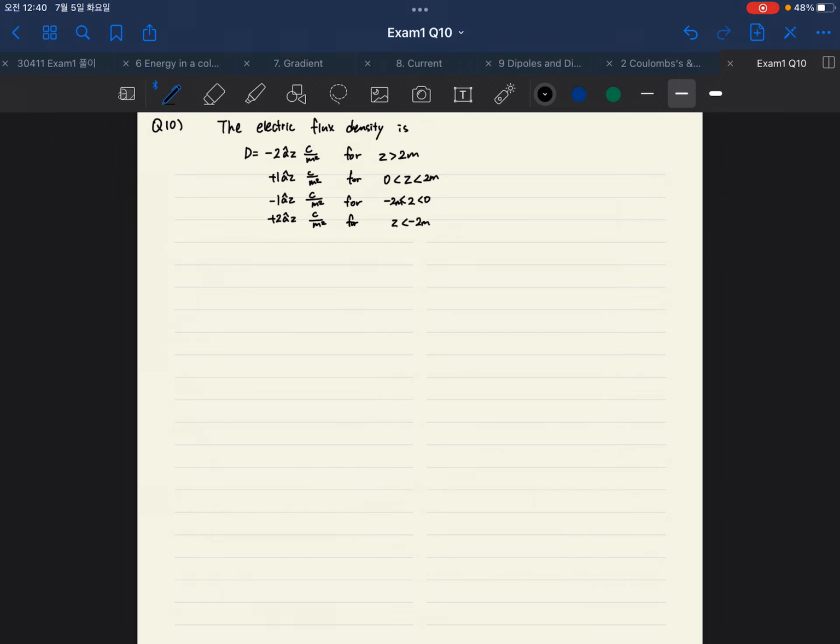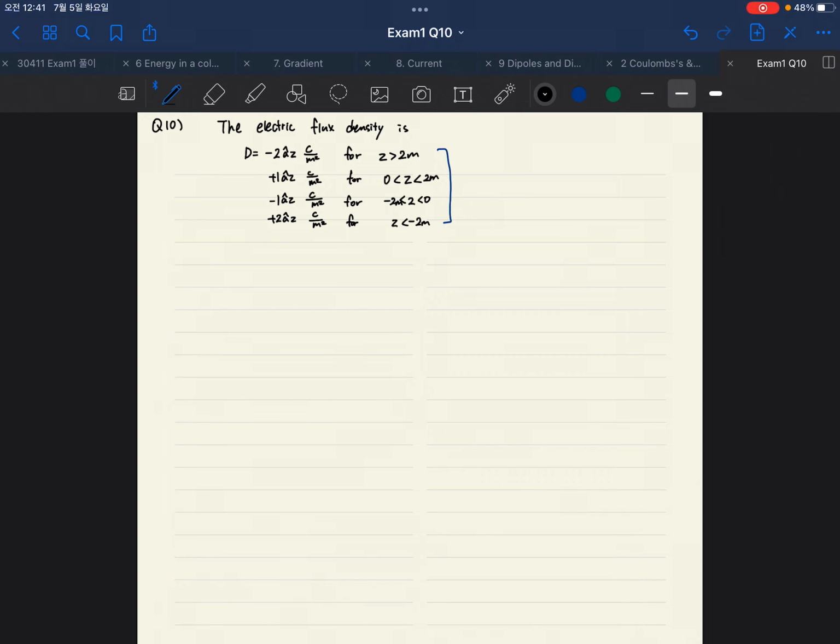So the problem is that the electric flux density is as follows with the 4 sections here. For Z greater than 2 meters it would be negative 2, Z from 0 to 2 meters should be plus 1, negative 2 to 0 should be negative 1, and Z smaller than negative 2 meters should be plus 2.